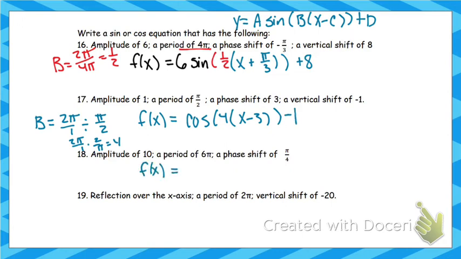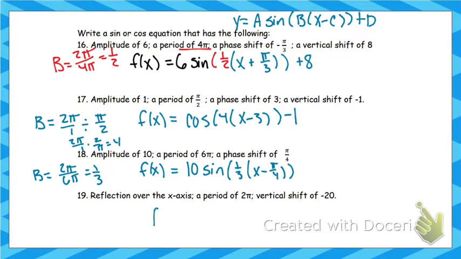All right, amplitude of 10. I'll do sine this time. B value is 2 pi divided by 6 pi, which is 1/3. Open your next parentheses, x minus pi over 4, and we do not have a vertical shift.